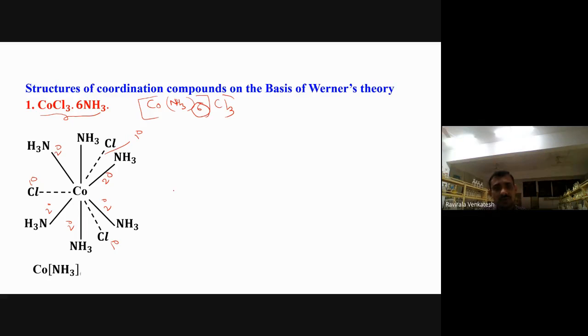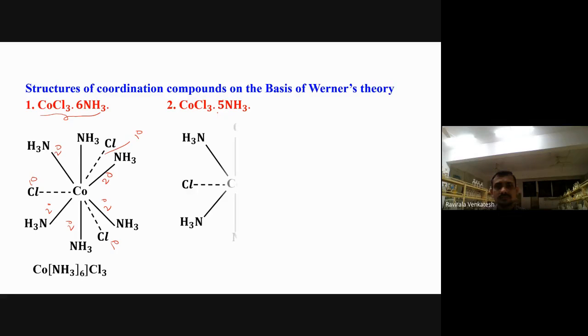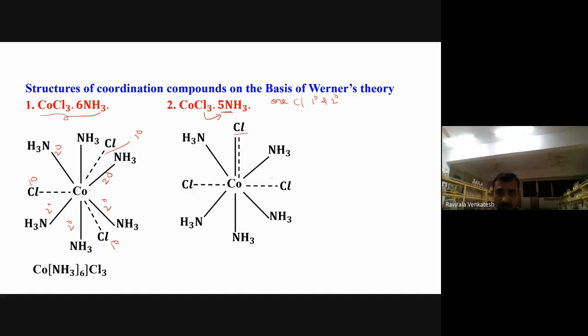Right? Now let me take the next one. This structure let me take. So this is primary valence. You observe here 5 ammonias are there. So one of the chlorines will act as both primary and secondary valency, to make the coordination number equal to 6 here, an octahedral complex compound. Now this chlorine is forming what?